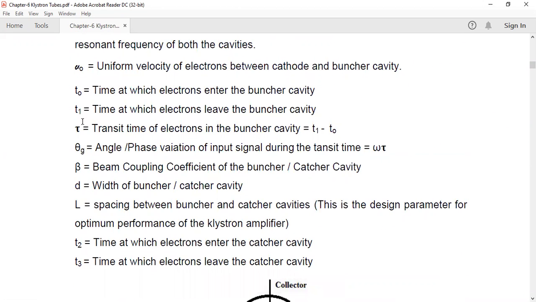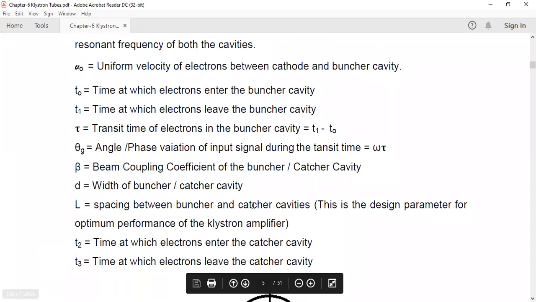Here also you can see theta naught, T1, tau, theta G. Theta G is the angle variation of the input signal during the transit time, that is omega tau. So we can say beta is the beam coupling coefficient, and theta G is the angle of the catcher cavity.